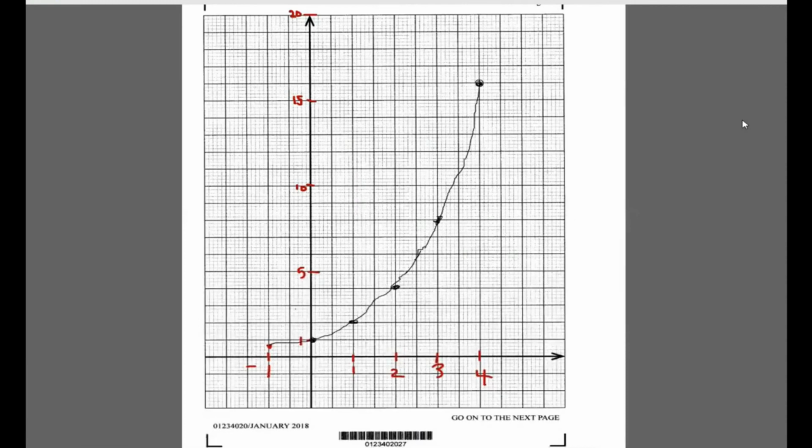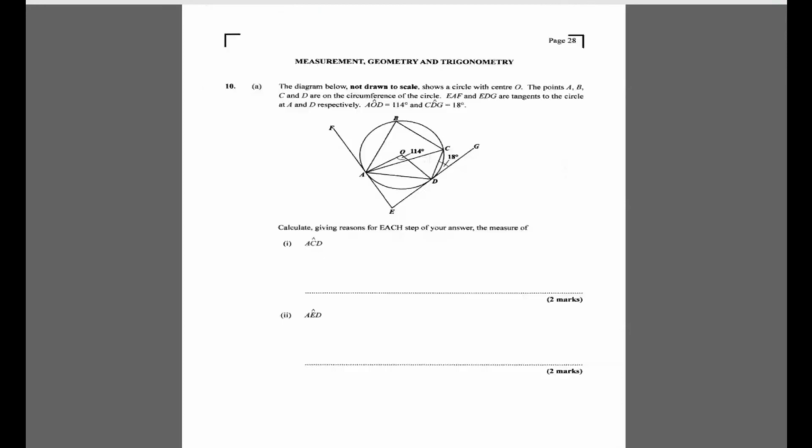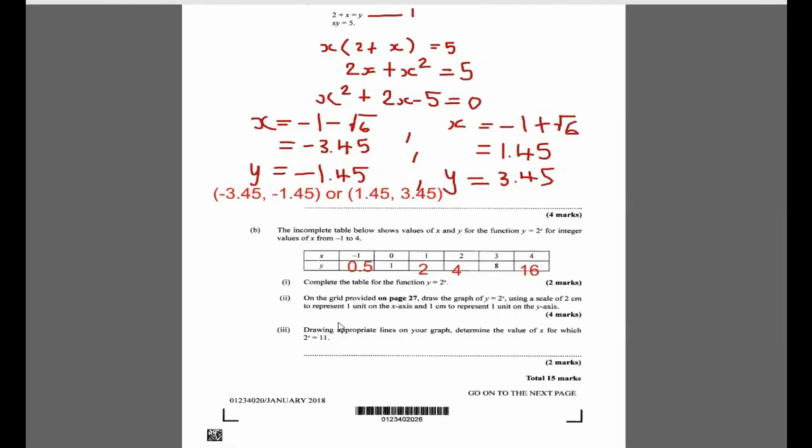And that's that. All right. And it doesn't want anything else, it just wants us to draw the graph. What else does it ask for? Oh, drawing the appropriate lines on the graph.